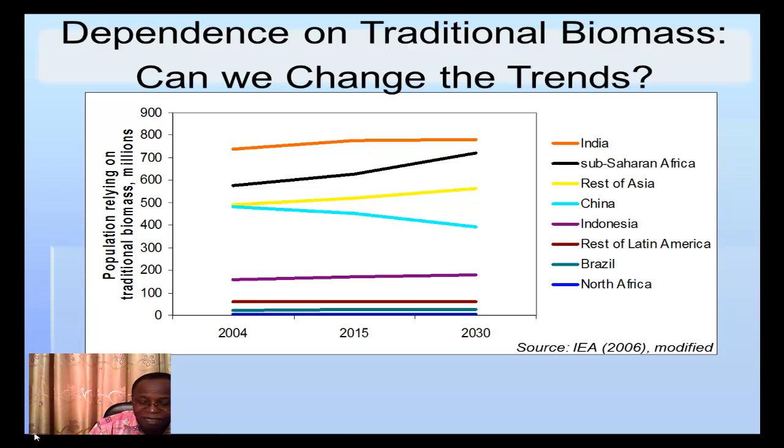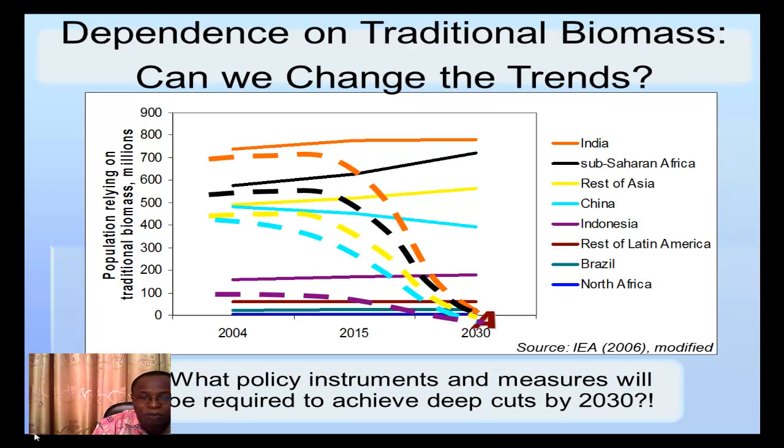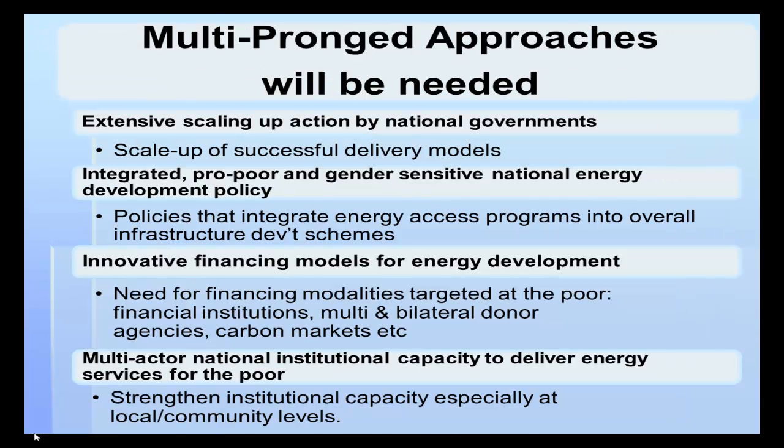And again, a similar question will be posed: are deep cuts possible? Is it possible to reverse these trends considerably and do what even China has not been able to do to date, and bring down the numbers of people that are relying on traditional biomass and increase the levels of clean energy, modern fuels being used? Again, what policy instruments can be used? And the argument here is that a multi-pronged approach would be required, across the board.